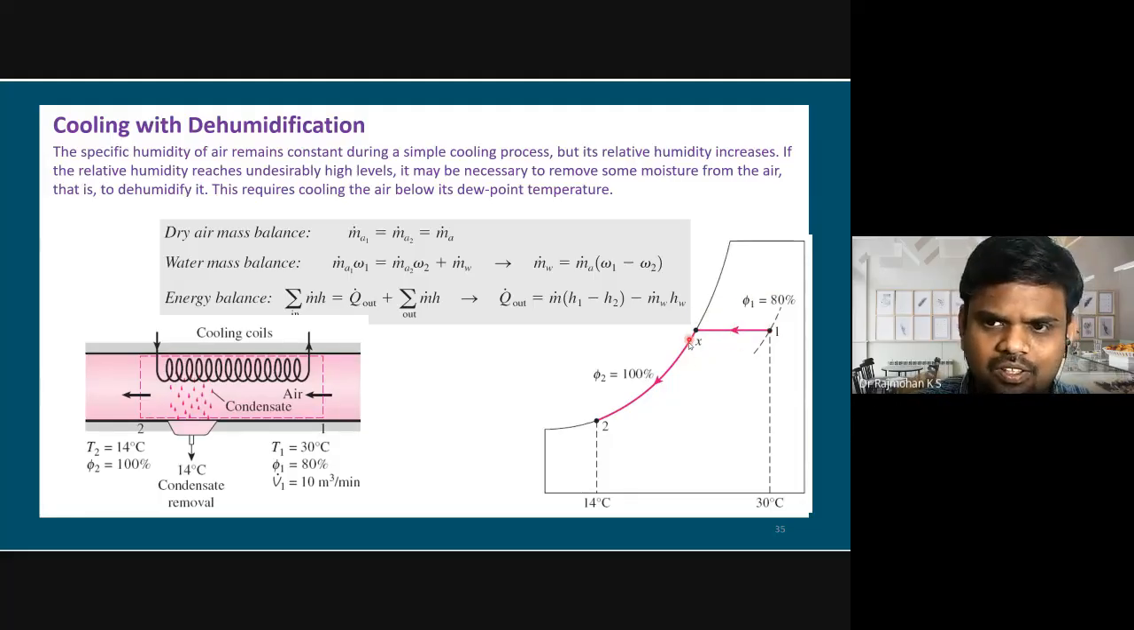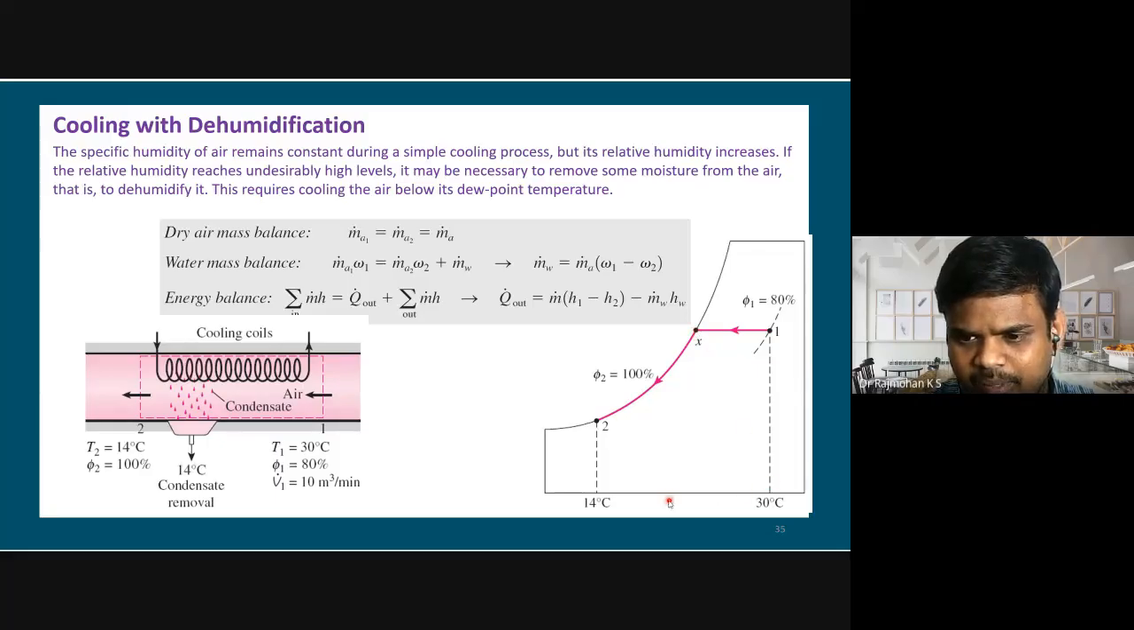What happens if the relative humidity reaches undesirably high levels? It may be necessary to remove some of the moisture from the air, because after saturation, what will happen? Condensation of vapor will take place, right? So once it reaches the 100% saturation line, we are going to have condensation. That means some humidity will decrease, right? Absolute humidity will decrease because it is saturated.